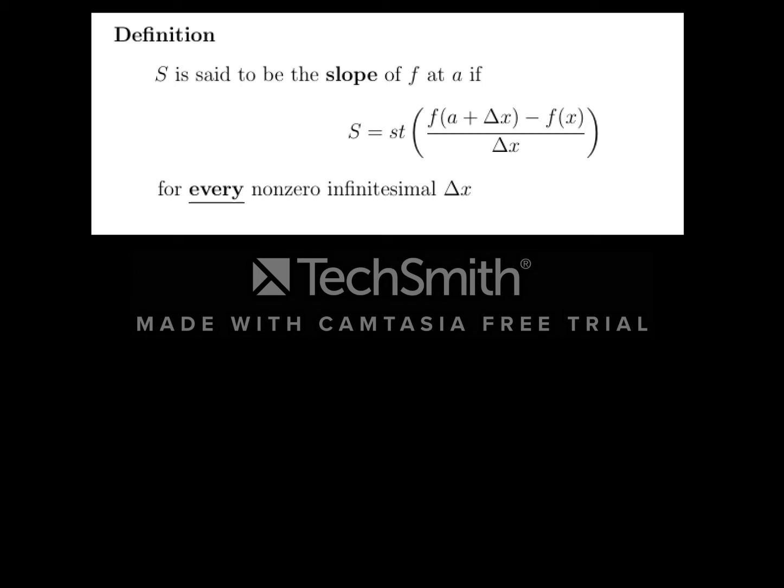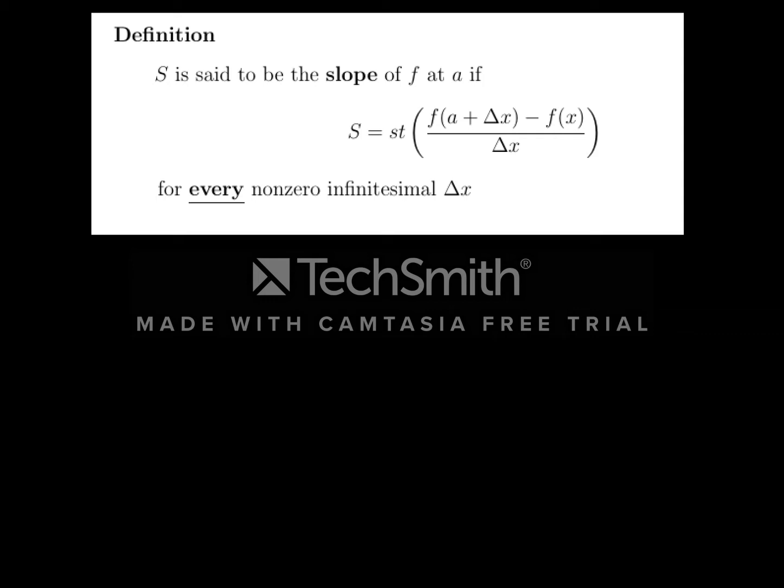In the last video, we computed the slope of a curve at a particular point. And here we have the formal definition of what we mean by slope for any function. So given any function f, and we're going to look at the point a, then the slope of that function is the standard part of f of a plus delta x minus f of a, divided by delta x, for every non-zero infinitesimal delta x.